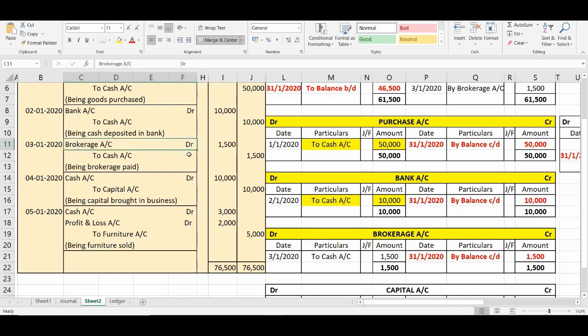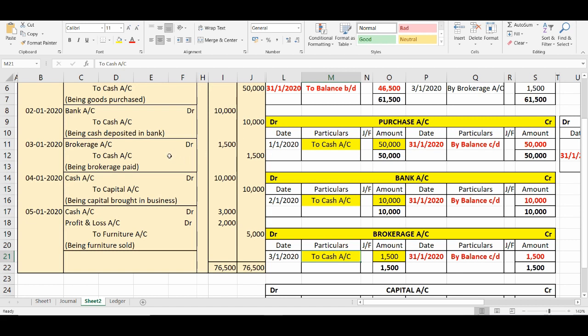In the brokerage account, the debit side, 1,500 is the amount recorded. Similarly, in the brokerage account, we know that on the debit side, 1,500 should be recorded under the name of cash account because it is the opposite side. So it will be recorded as "to cash account" for 1,500.